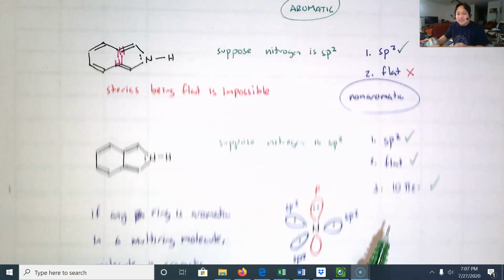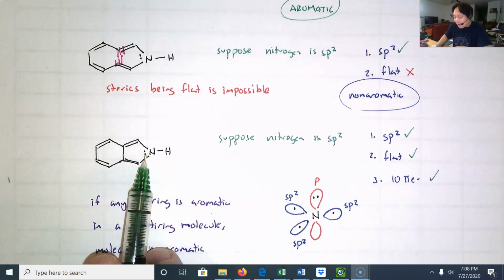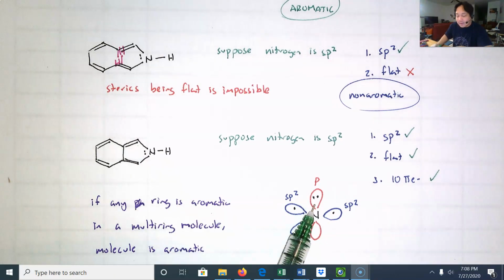Okay. Now, we can't just arbitrarily say we include the lone pair just for the purpose of getting up to 6 electrons or for the purpose of getting up to 10 electrons. It has to make sense. There has to be a p orbital there, and the lone pair has to be fitting in that p orbital. So here's the case for nitrogen. Okay, remember how that looks like?